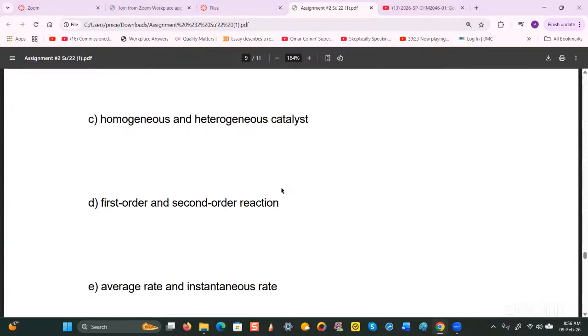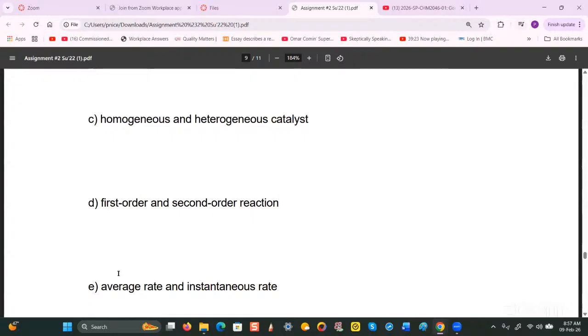Okay, write this down. A homogeneous catalyst is one that is in the same phase as the reactants, right? A homogeneous catalyst is a catalyst that's in the same phase as the reactants. A heterogeneous catalyst is one that is in a different phase from the reactants, all right? So that's the difference between a homogeneous and a heterogeneous catalyst.